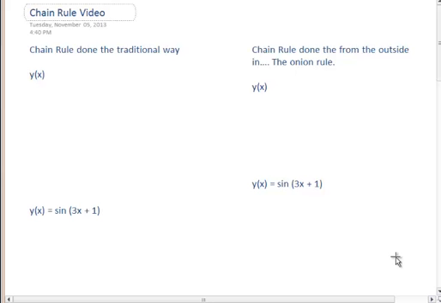I'm going to be working today to show you the chain rule done the traditional way, and then my next video will be the chain rule done, I don't want to say the non-traditional way, but done in another way, which is by using the onion rule. So I'm going to start out with just a brief explanation on the traditional way using the Leibniz notation.